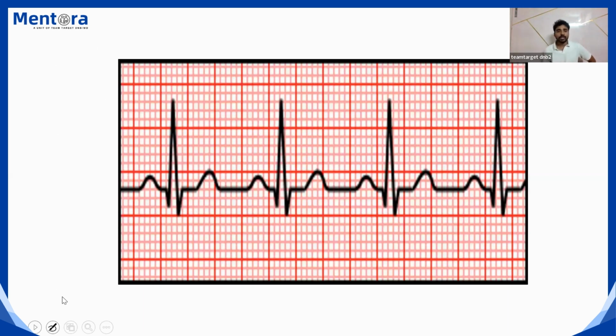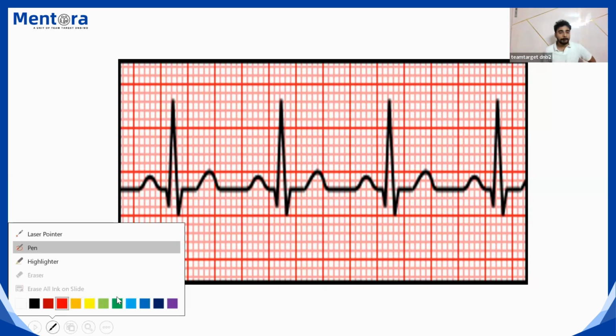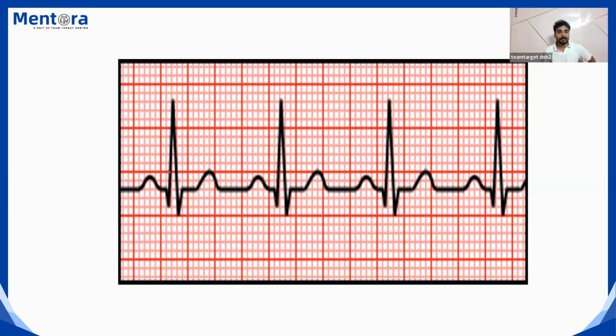So the first thing you have to know is, this is the basic ECG, we already know. So this is what is called as your small box and this is your large box. Let me just annotate. So this is what is a small box, and this big entire square is your large box.